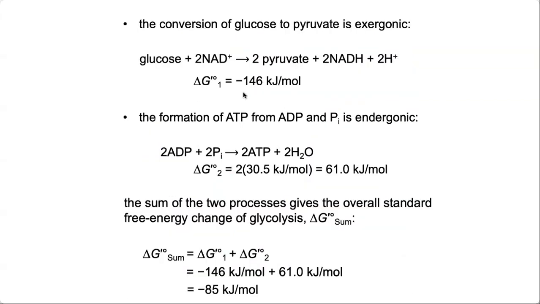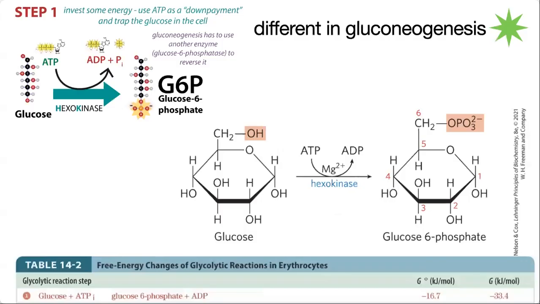By coupling all of this, what we're able to end up with is a standard free energy change for the overall reaction of minus 85 kilojoules per mole. So the pathway makes sense. We're able to use this super favorable reaction to power a non-favorable reaction and overall still have a favorable pathway. So let's talk a little bit more about the pathway and the enzymes involved in their regulation.